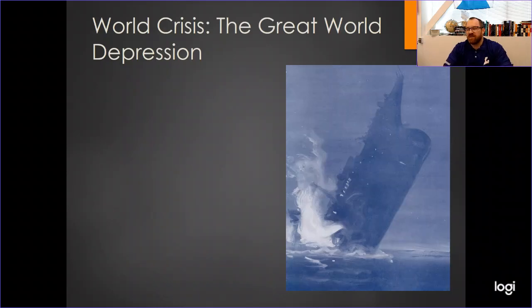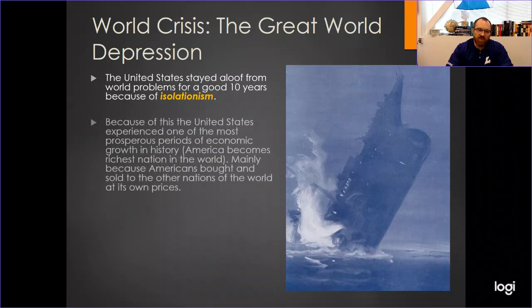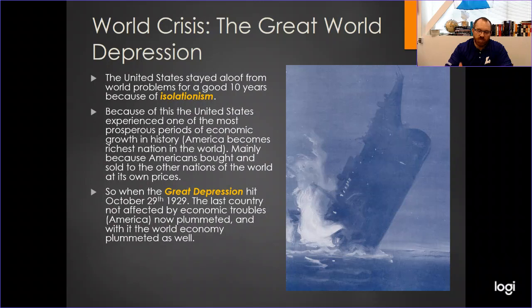Now, what's the catalyst that really brings things down and really puts guys like Hitler and Mussolini and Stalin to the forefront? It's the Great World Depression of the 1930s. So there's actually two world depressions. One in the 1920s, brought about by World War I, a depression that the United States is not involved in. We actually do very well. Then there's the Great Depression of the 1930s that we do belong to.